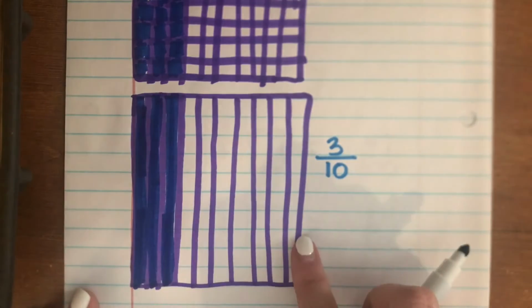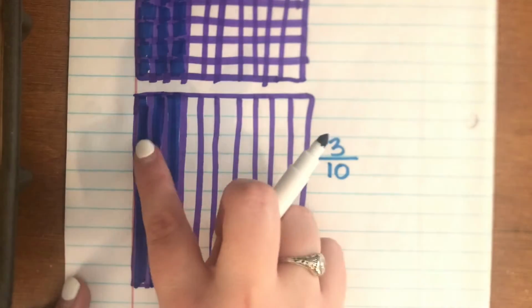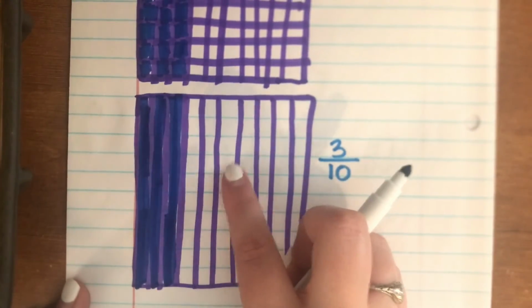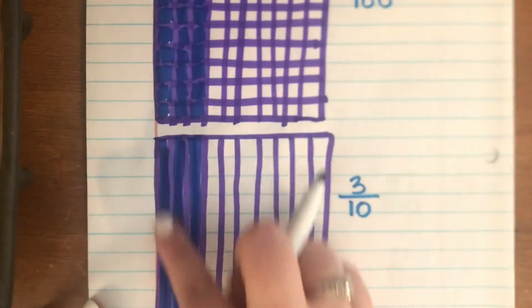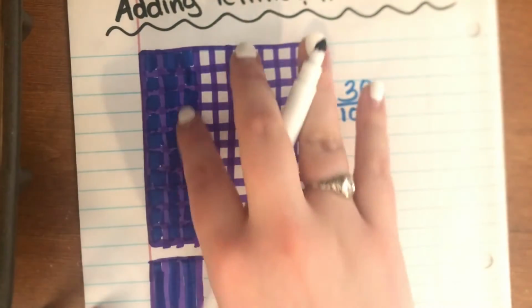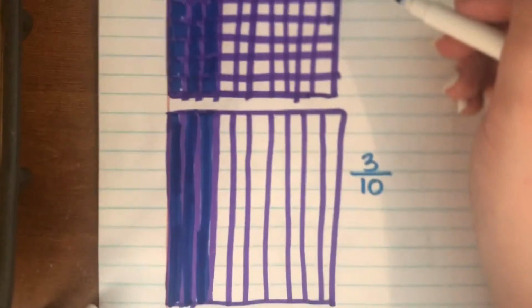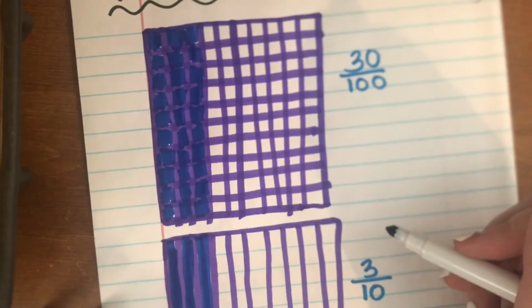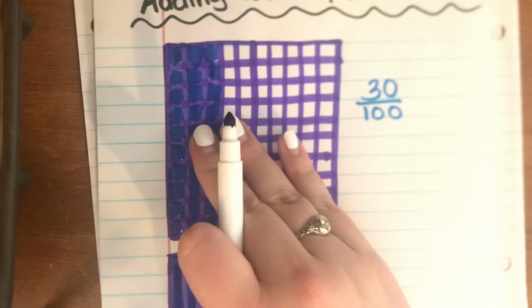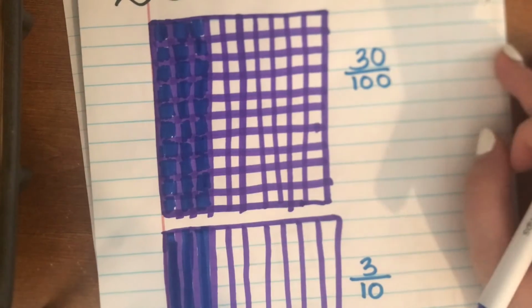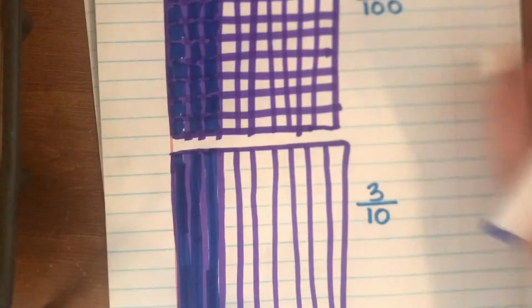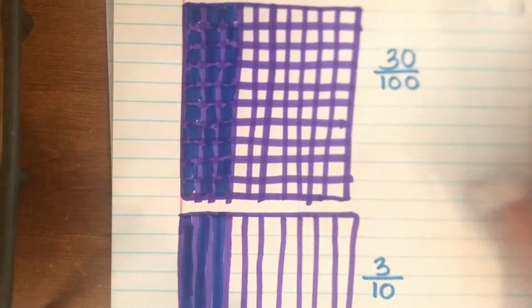Okay, so this is a square that's divided into 10 slots: 1, 2, 3, 4, 5, 6, 7, 8, 9, 10. And you'll notice the same amount is shaded in 3/10 as in 30 hundredths. These numbers are actually equivalent to each other because they are the same amount shaded. We changed the number of parts, we just didn't change the amount that was shaded.